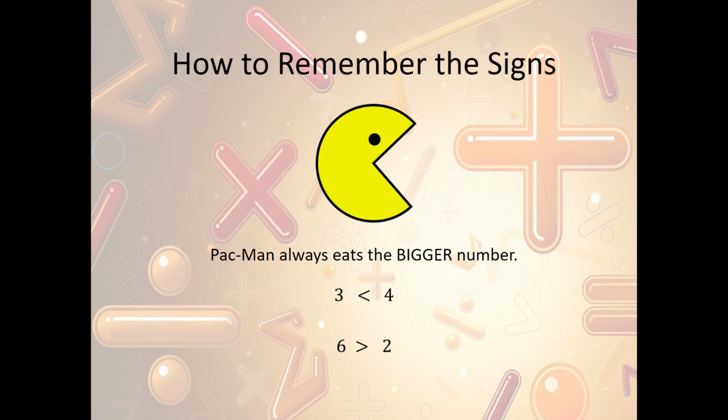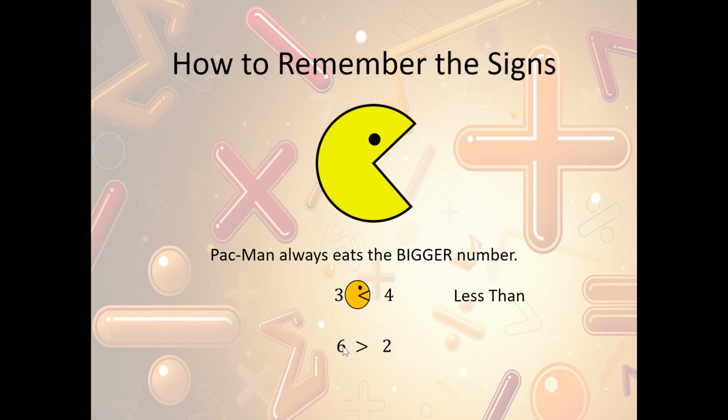symbols. For instance, we have 3 and then this symbol and 4. Well, Pac-Man eats the bigger number, so if I draw Pac-Man on there, I can see that his mouth is eating this side here, which means this is the bigger number. So this number is greater. Well, we always read it from left to right though. So that means if this number is greater, this number's got to be smaller. So we would say 3 is less than 4.